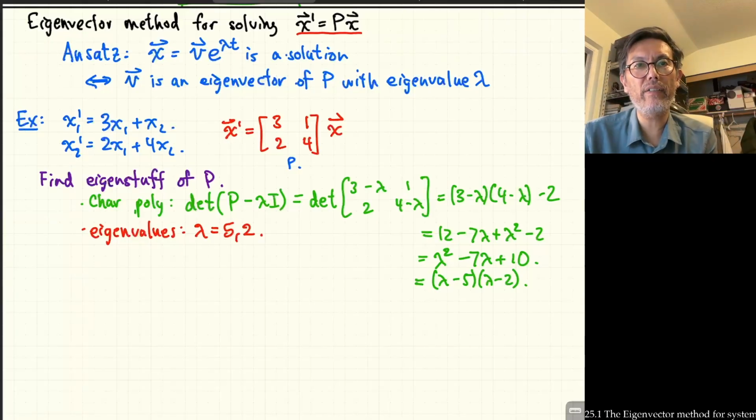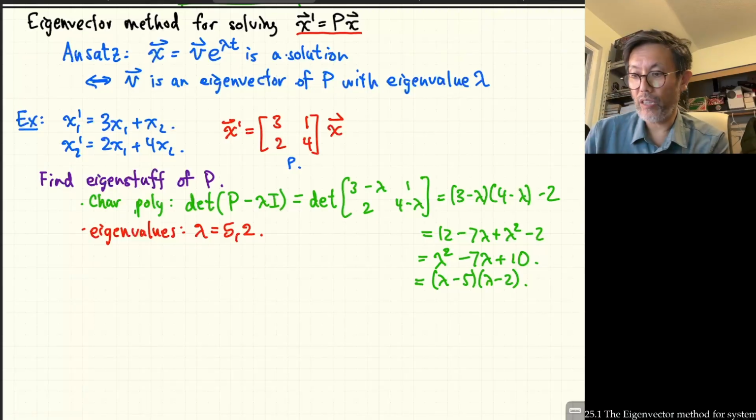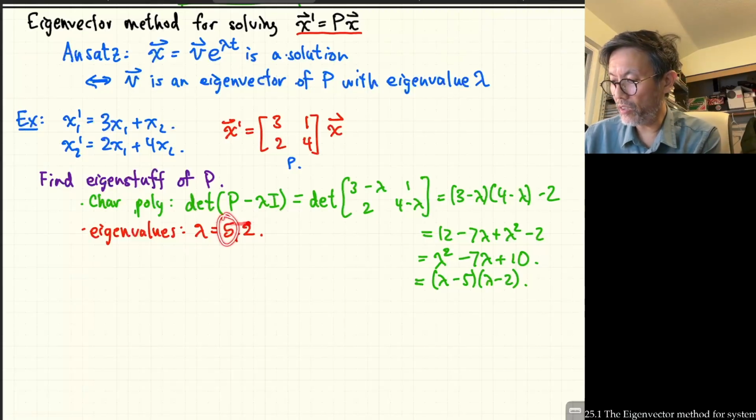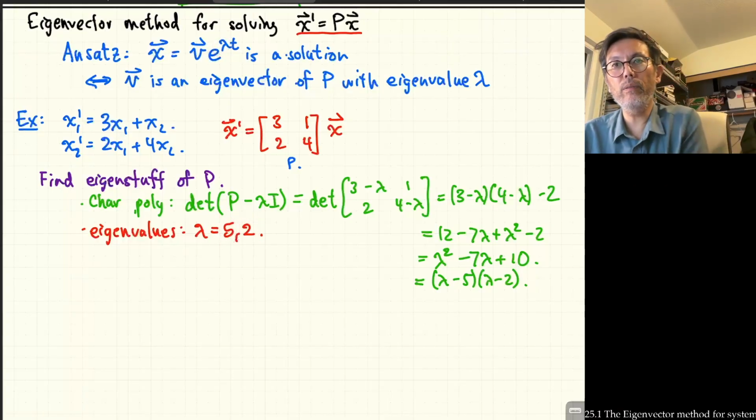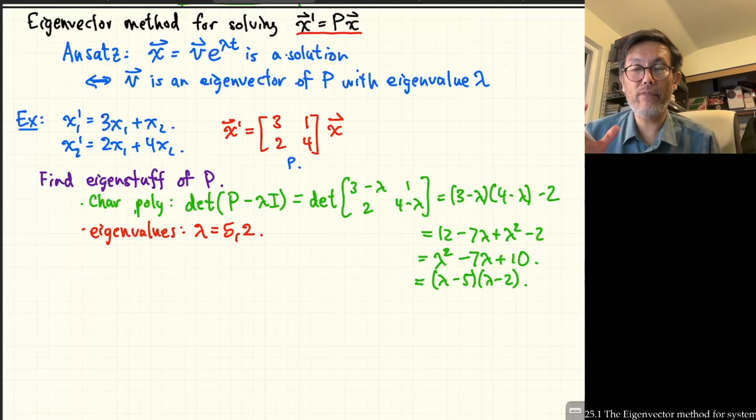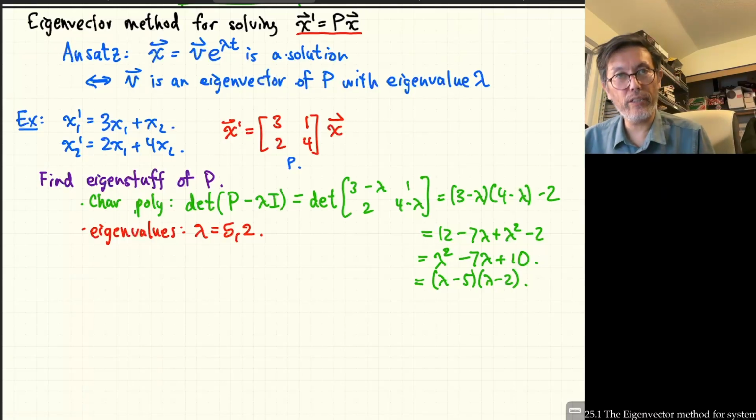So we have 2 eigenvalues. In other words, these are the values that are going to appear in the exponential, right? Okay, cool. Let's find eigenvectors, v, associated to each of these eigenvalues. So we have to do each one separately.